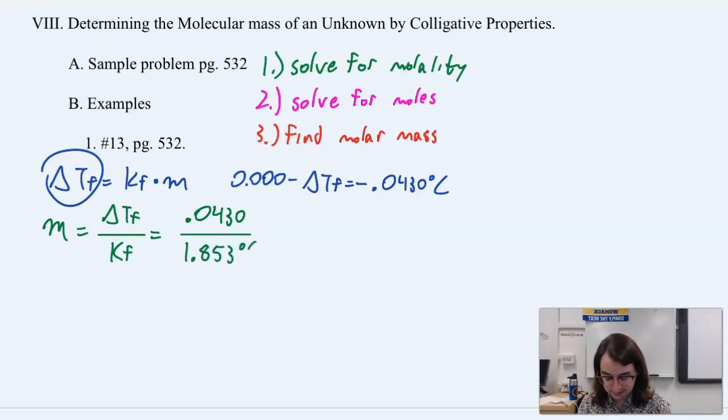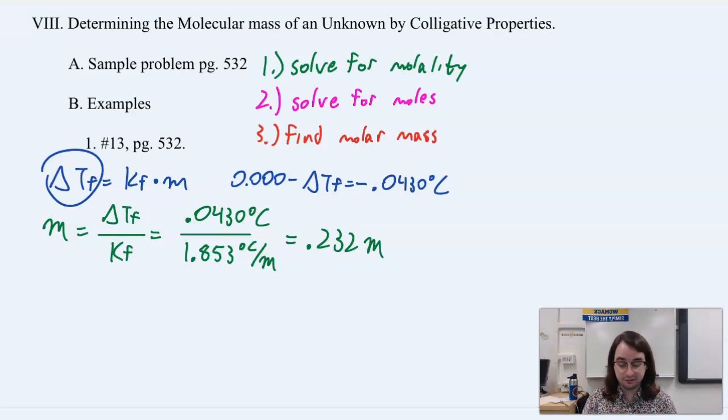And that's degrees Celsius over molality. When we do this, we should find that we get a molality of 0.232. And that's our new molality, right? So that was our first step. We did it. We solved for molality.